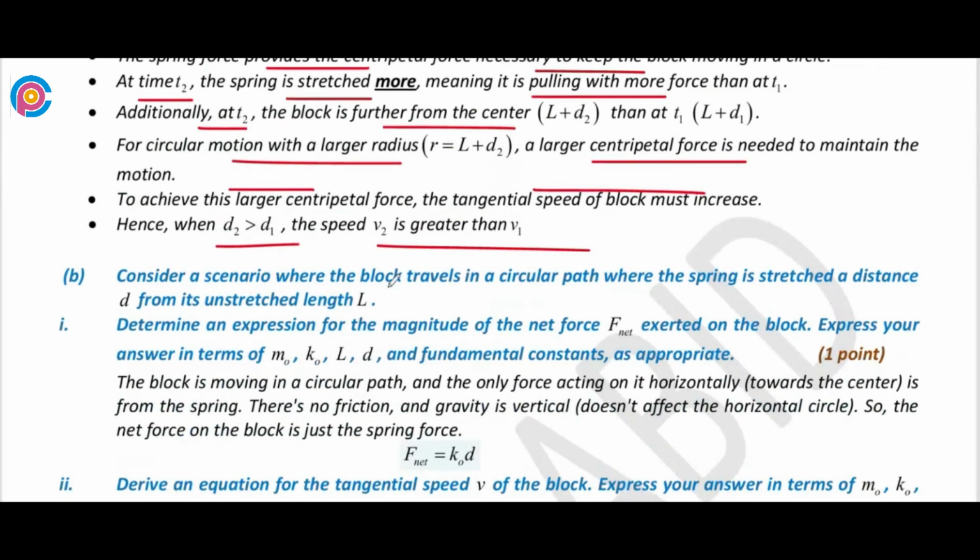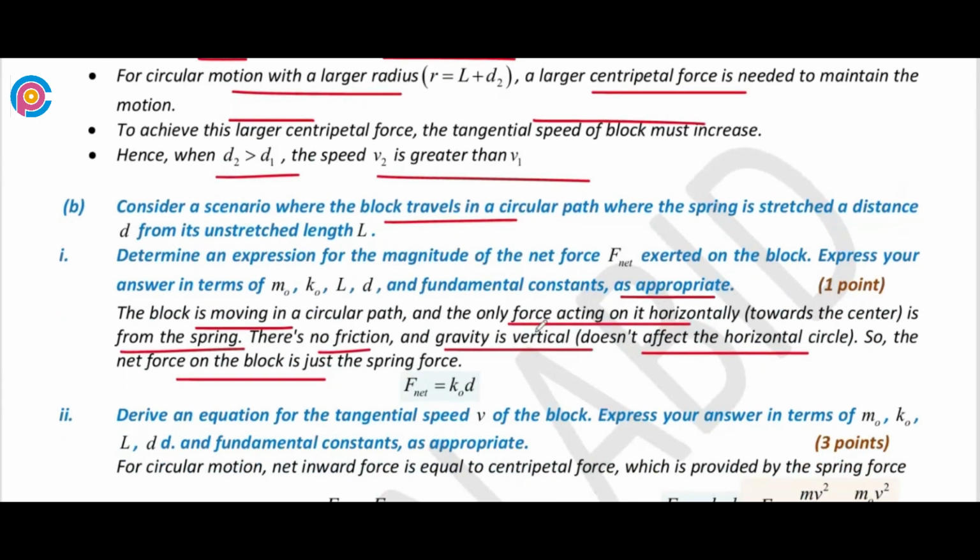Now consider the scenario where the block travels in a circular path where the spring is stretched a distance d from its unstretched length L. Determine an expression for the magnitude of the net force F net exerted on the block. Express your answer in terms of m naught, k naught, L, d, and fundamental constants as appropriate. The block is moving in a circular path. The only horizontal force toward the center is from the spring. There is no friction and no vertical effect from gravity, because we are moving in a horizontal circle. So the net force on the block is just the spring force. So F net is equal to k naught d. That's the only force acting on the block.